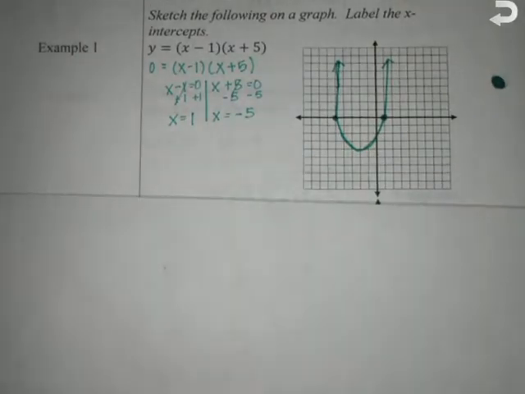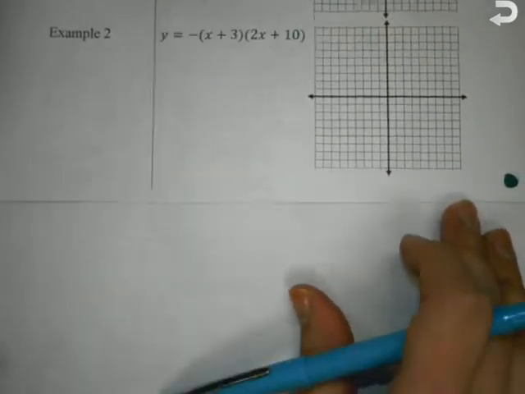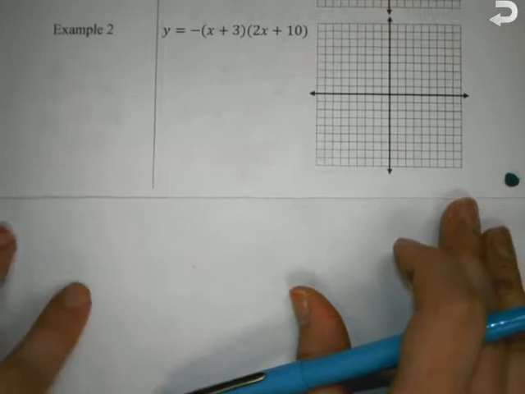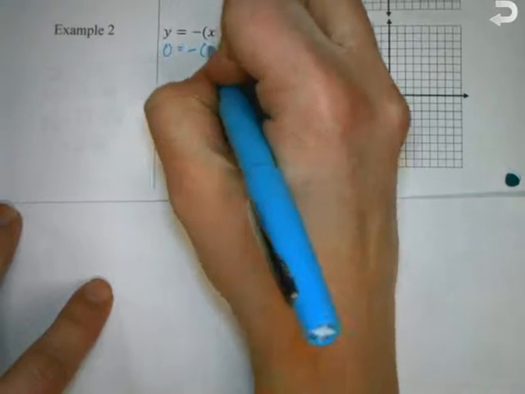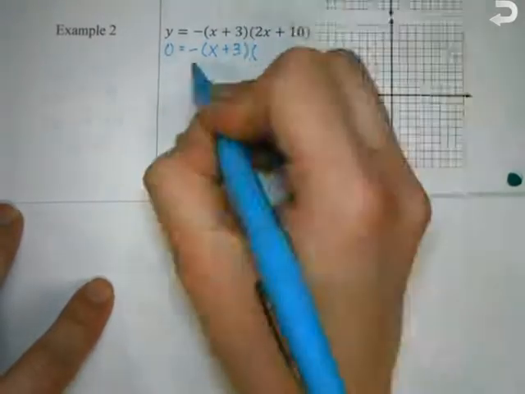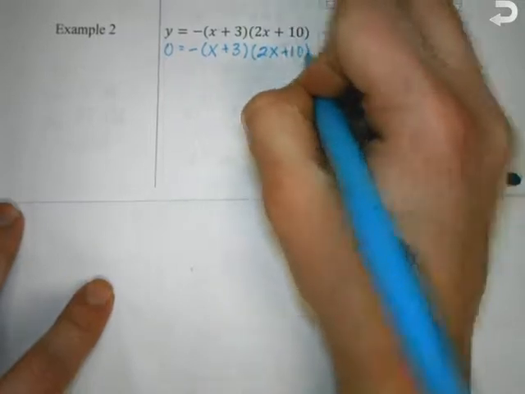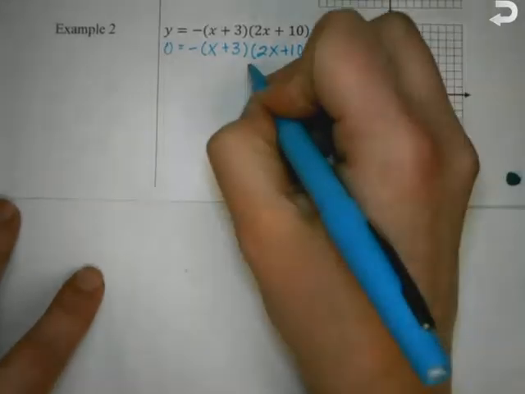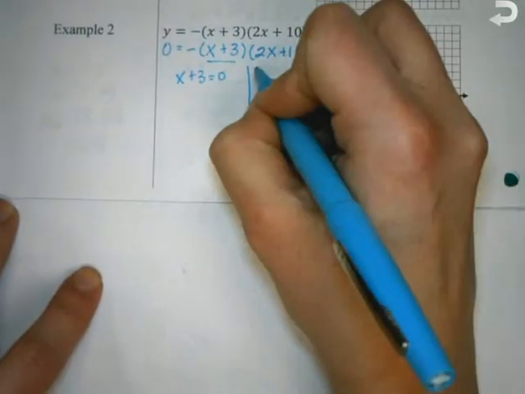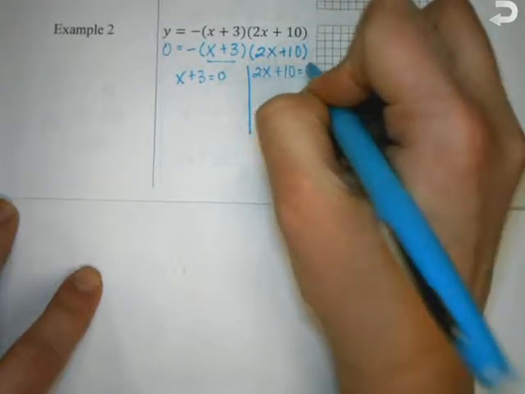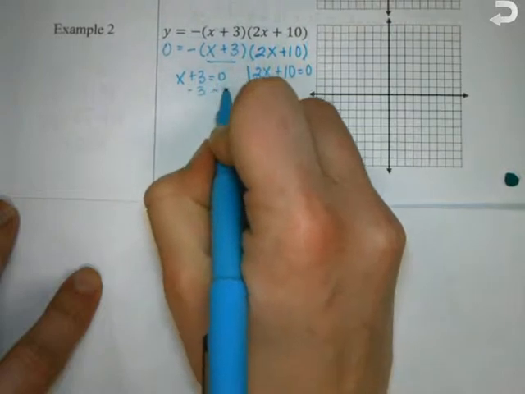Okay, so example 2 then. Is it factored for me? Actually it is. Everything's broken up, right? So we're going to set the whole thing equal to 0. So 0 equals negative times x plus 3 times 2x plus 10. Set each one equal to 0, so that's x plus 3 equals 0. And 2x plus 10 equals 0. X plus 3 is pretty easy. What do I do there? Subtract 3. So x equals negative 3.